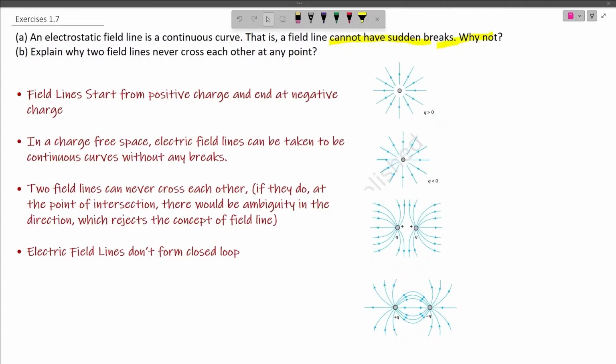The question says that an electrostatic field line is a continuous curve, that is, the field line cannot have certain breaks. Why not? So let us first understand a few properties of the electrostatic field lines.